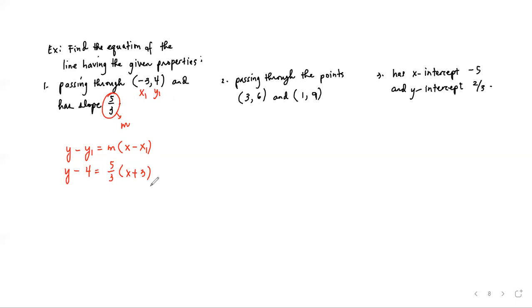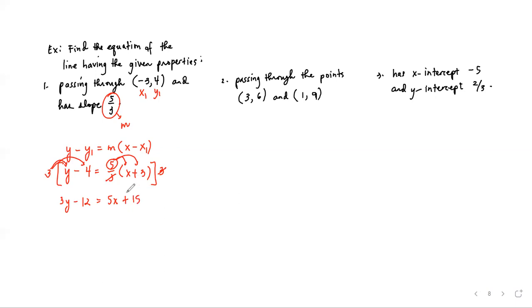Now, if the instruction says write the equation in the general form, then we can multiply both sides of this equation by 3. And then the left-hand side will become 3y minus 12, since we distributed 3 to both y and -4. And then on the right side, the denominator 3 and the multiplier 3 will cancel out, while the 5 must be distributed to both x plus 3. So the right-hand side will become 5x plus 15.